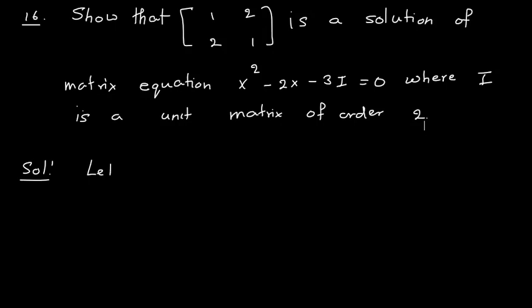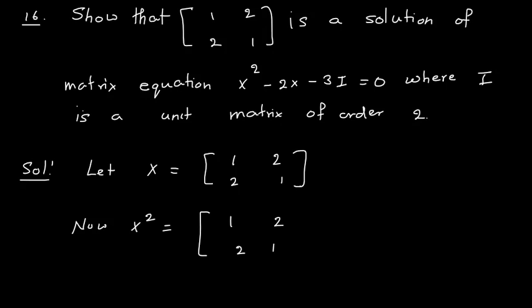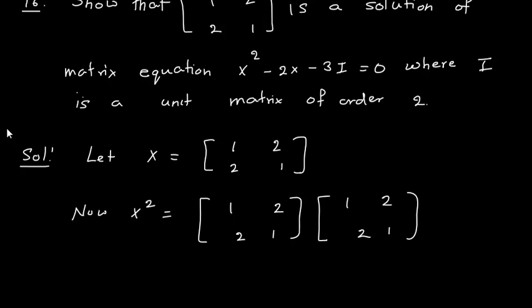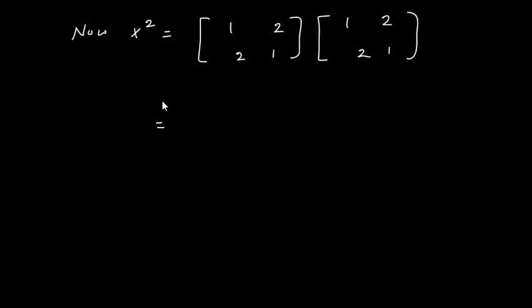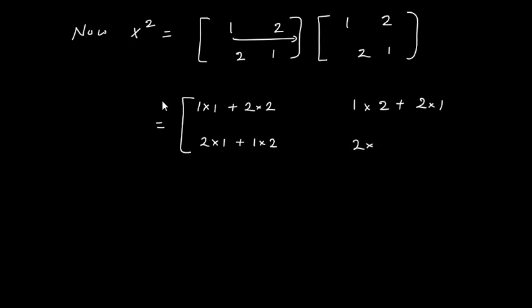Solution: let the value of x be [1 2; 2 1]. Let us take this as x. Now the value of x square is [1 2; 2 1] multiplied by [1 2; 2 1], right? So this is equal to, now in the first row, 1 multiplied by 1 plus 2 multiplied by 2. Next, 1 multiplied by 2 plus 2 multiplied by 1, and in the second row, 2 into 1 plus 1 into 2, and 2 into 2 plus 1 into 1.